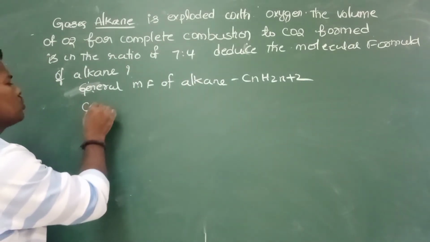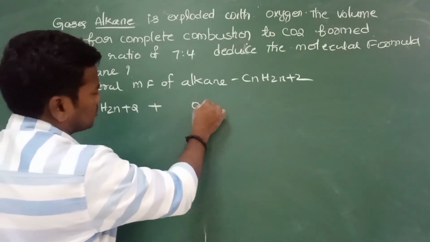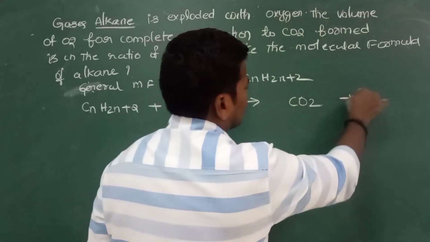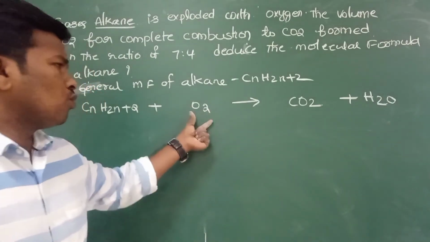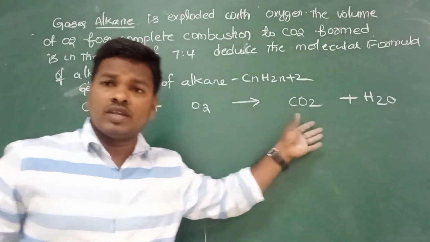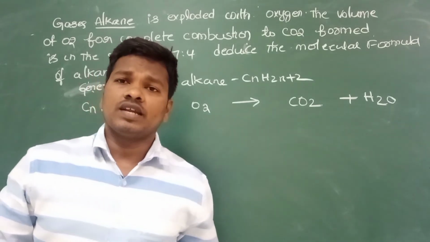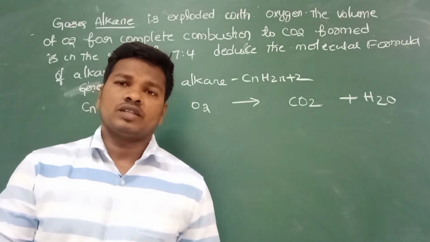When CnH2n+2 is combusted with oxygen, obviously it will produce CO2 plus H2O. They have given the O2 to CO2 ratio, and they are asking for the n value. We have to calculate it. If we calculate the n value, we can easily get the molecular formula.